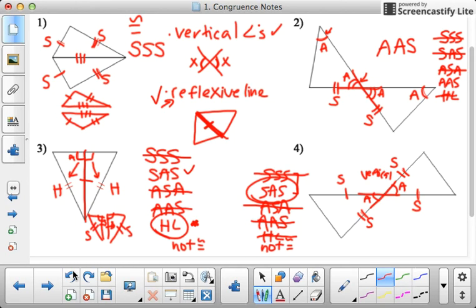So I want you to look through the remaining on that sheet and see if you can eliminate, do this process here that I forgot to do in number 1. Do this process, list out everything. Can you prove if these triangles are congruent based on the markings?